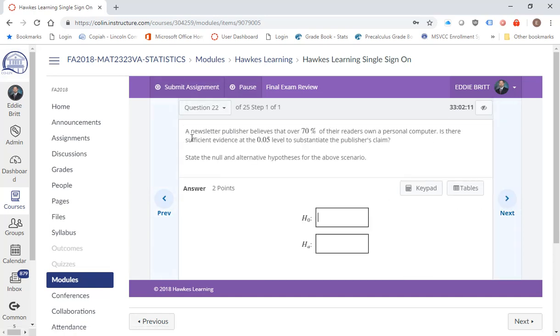All right, a newsletter publisher believes that over 70% of the readers own a personal computer. Is there sufficient evidence at the 0.05 level to sustain the publisher's claim? State the null and alternative hypothesis. So all we have to do is state the null and alternative hypothesis. We want to write the claim down, and then we'll write the opposite of the claim down. And then the one with equality will be our null.